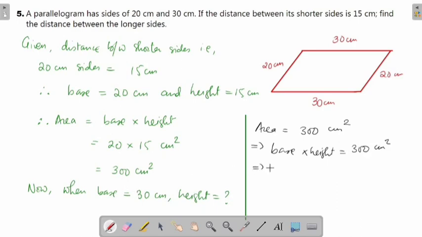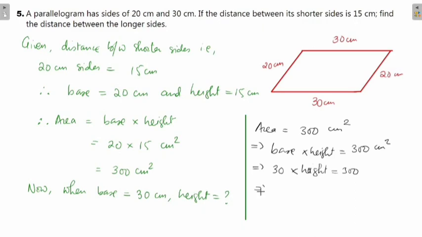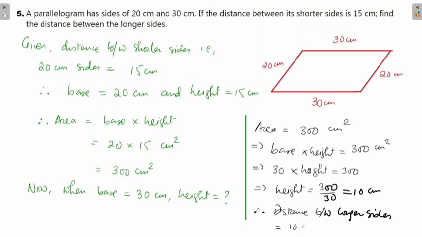So base is 30 centimeter, right? Or let me write just 30 into height. We don't know height, and this is going to be 300. Okay, now bring this 30 to the denominator, so you get height equals 300 by 30, which becomes 10 centimeter, right? So that means when the base is 30, then your height is 10 centimeter. That is, the distance between them becomes 10 centimeter. So that's why we say at last, therefore distance between longer sides is 10 centimeter. Okay, so you may pause the video and note down your solution.